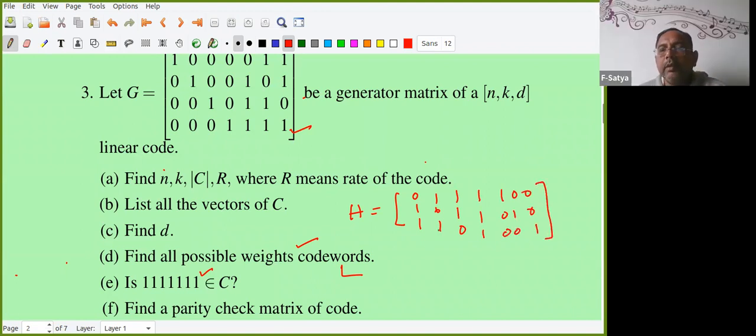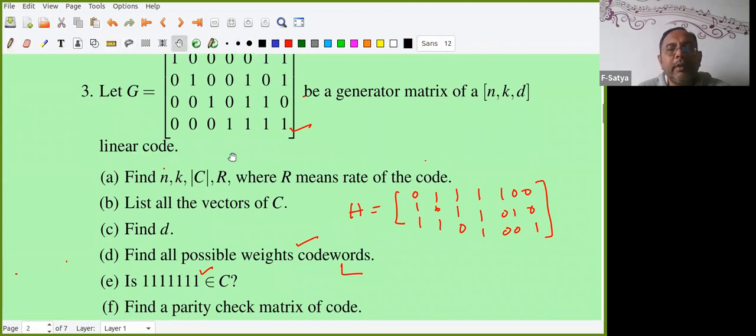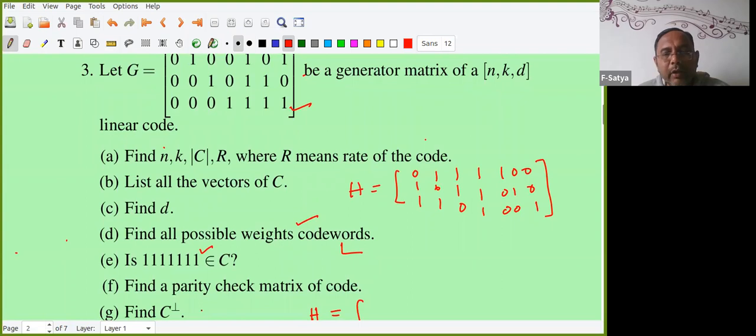Okay, yeah. So now what does C perp mean? For this matrix, C perp has this as its generator matrix. The generator matrix for C perp is this. Okay, but how do you find all the vectors? What is the cardinality of C perp now? Now think of this as your G. What is the K value, what is the N value, and what is C perp? If you understand till now, then you can tell this also. Here you told the cardinality of C. Can you tell me what is the cardinality of C perp?